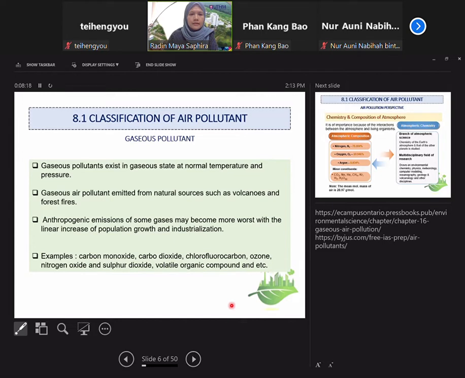All right, so the gases can occur from two types of sources. One is natural sources, like volcanoes and forest fires. Another one is anthropogenic. Anthropogenic is actually human-made, that alters the emission.